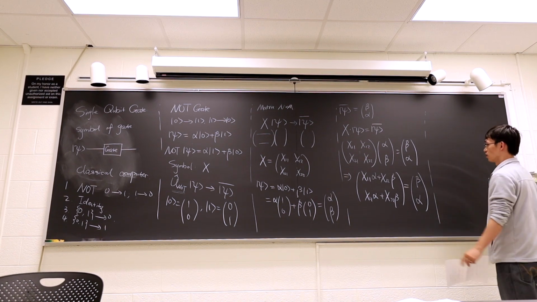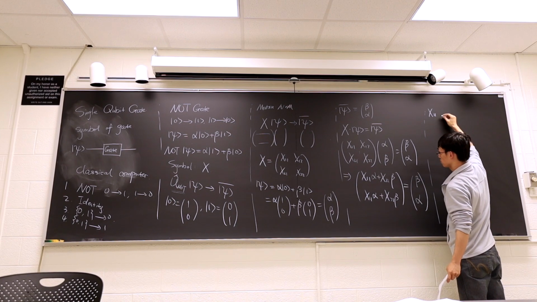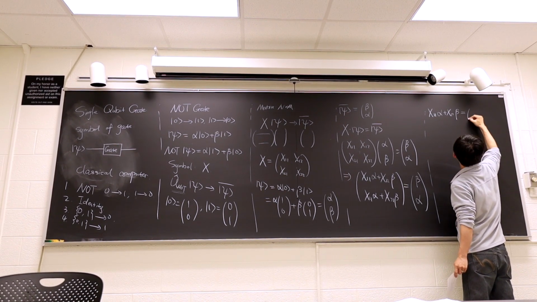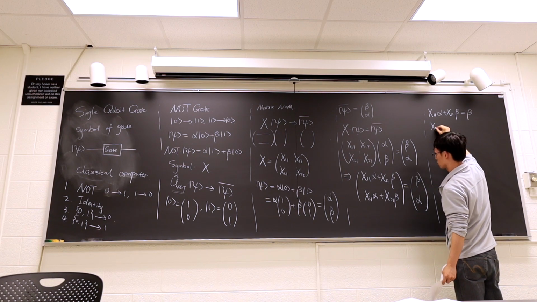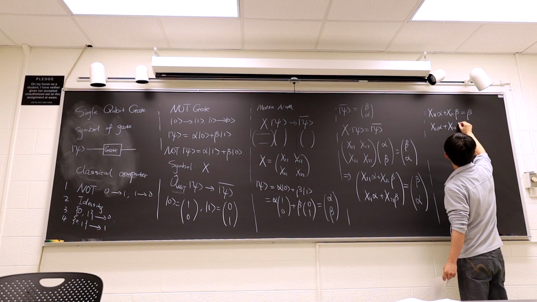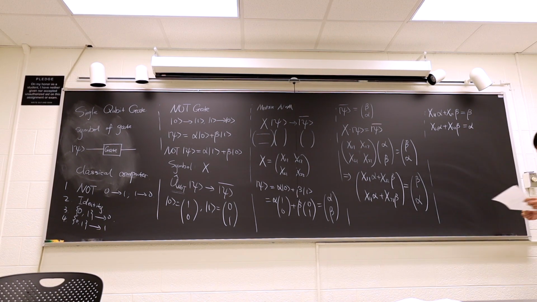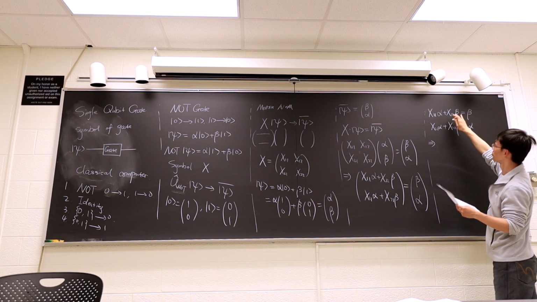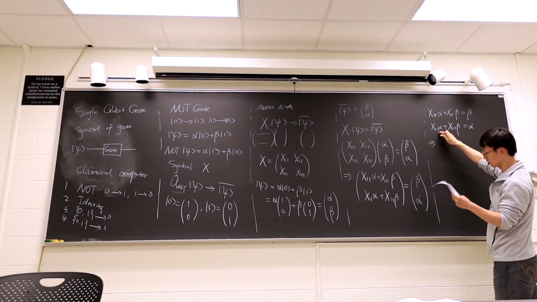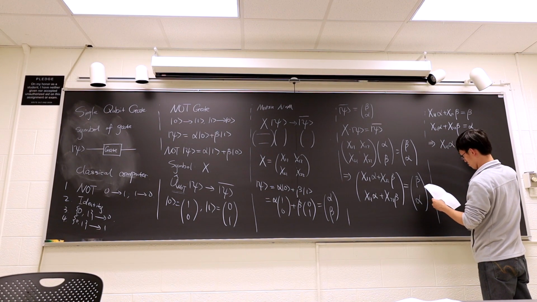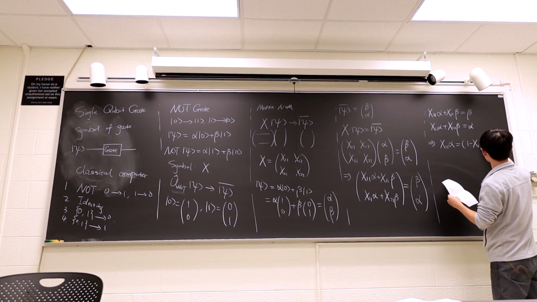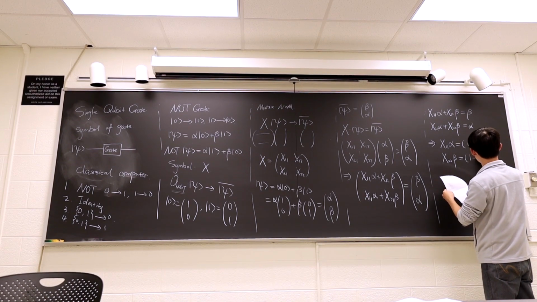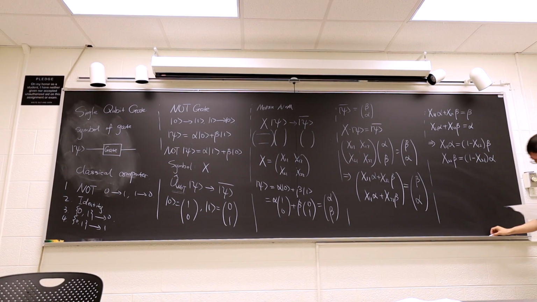Okay. So you have x11 alpha, and you move beta to the right, you move alpha to the left. You get this equation.